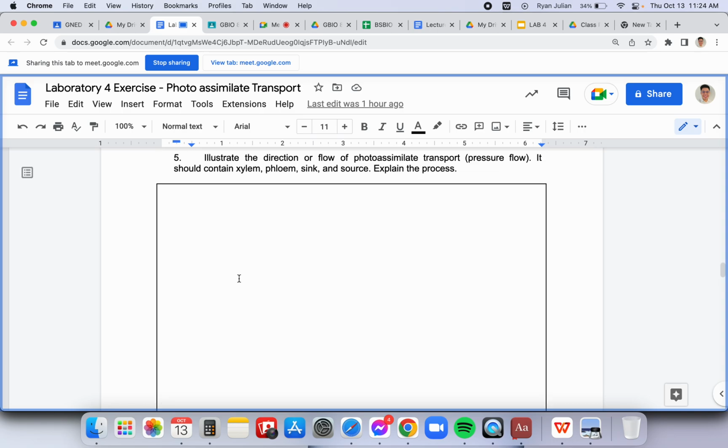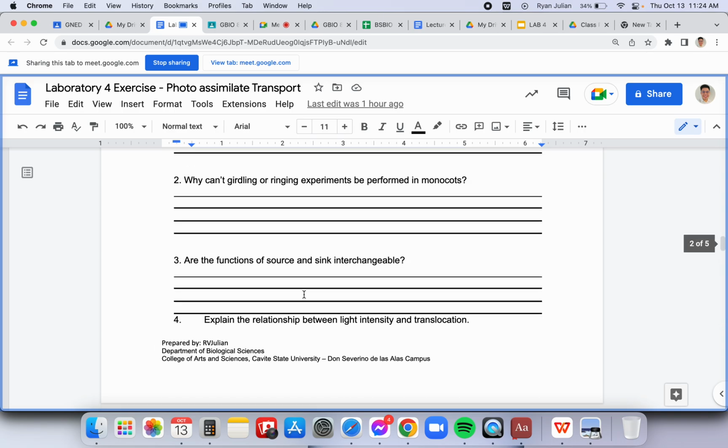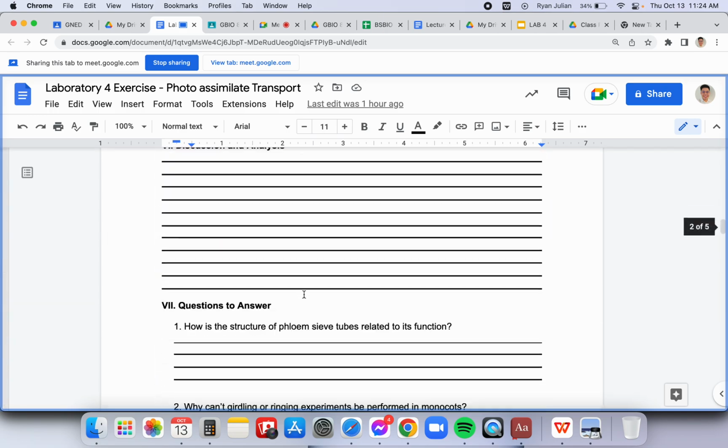And for this particular portion, you are tasked to illustrate the direction of flow of photoassimilate transport. It should contain xylem, phloem, sink, and source. Explain the process. You can do it manually or digitally. It's up to you, however you'd like to do it.